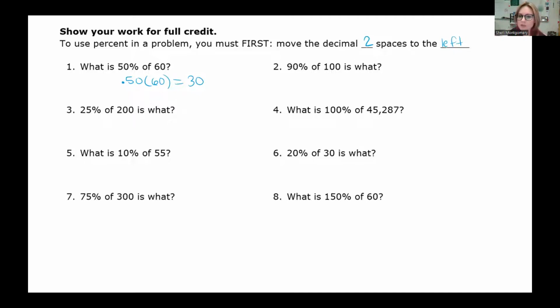Half of 60 is 30. I'm hoping you didn't need to type that in your calculator, but if you did, you get the same thing. If you look at question 2, it is 0.9 times 100. We don't really need a calculator, but even if you did type it into your calculator, what do you get? 90.